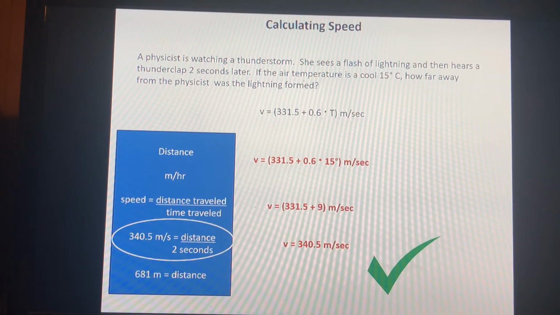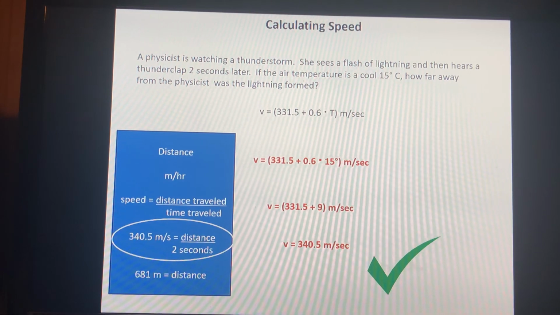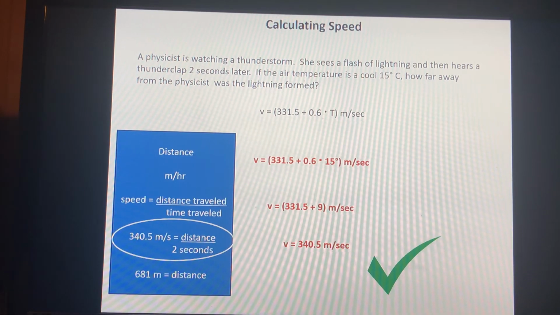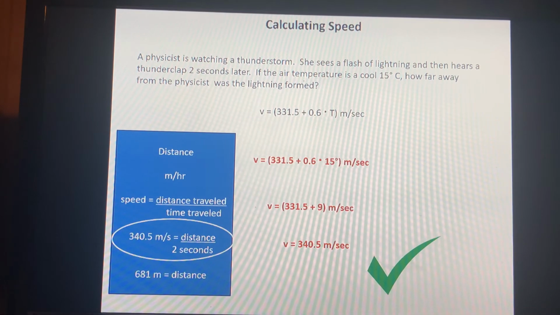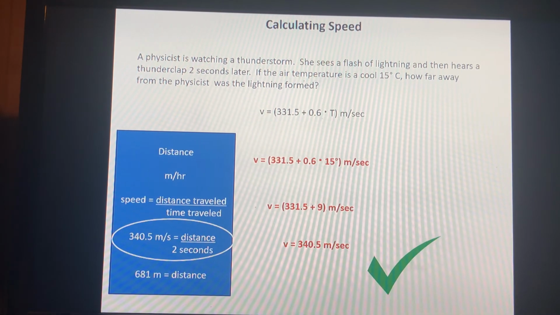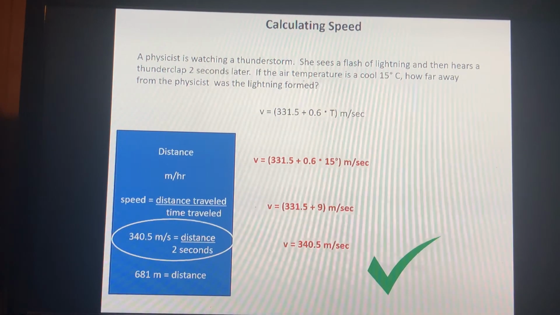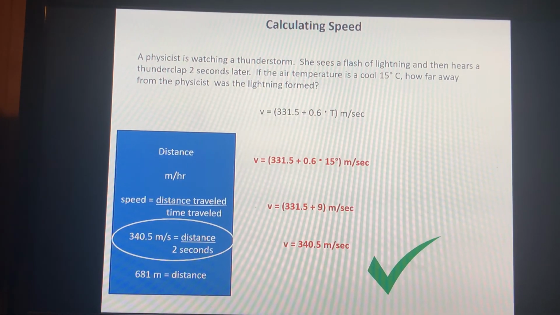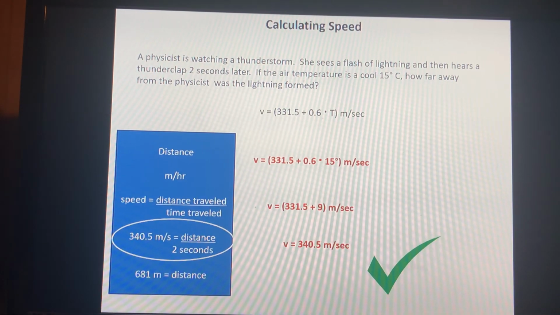340.5 meters per second equals some distance, we don't know what the distance is, that's what we need to figure out, divided by 2 seconds. Now, if you are taking Algebra 1, this should not be very difficult for you to figure out. You know that whatever you do to one side of the equation, you can do to the other side of the equation. In order to isolate distance, we need to get rid of 2 seconds on that one side of the equation and stick it over on the other side so the distance is isolated and we know what the distance is.